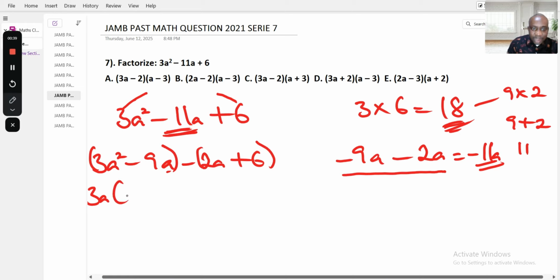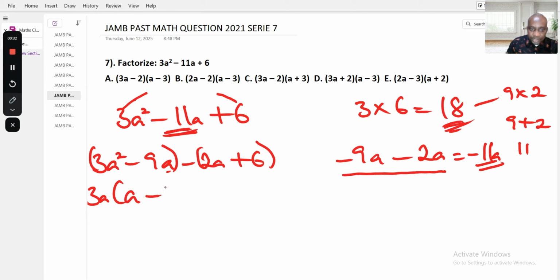How many 3a can we see here? We see 1. It will remain only 1a because a is raised to power 2 minus 3 here. This a has gone. Close the bracket. What can we factorize 2a plus 2 plus 6?